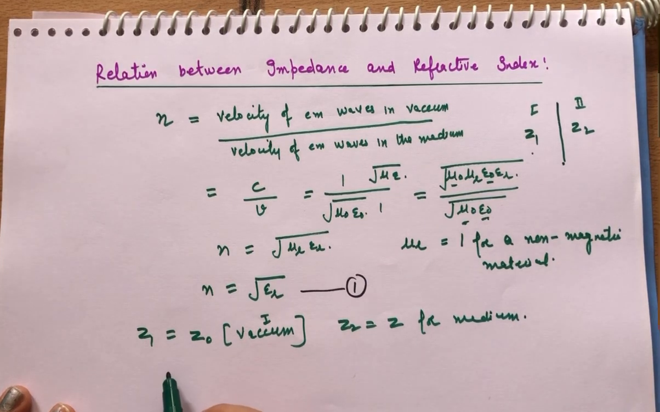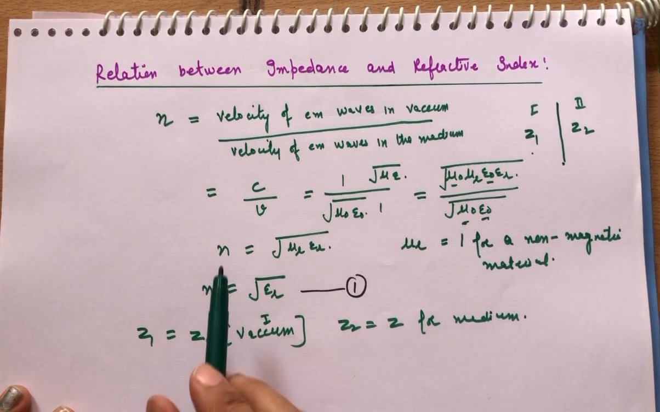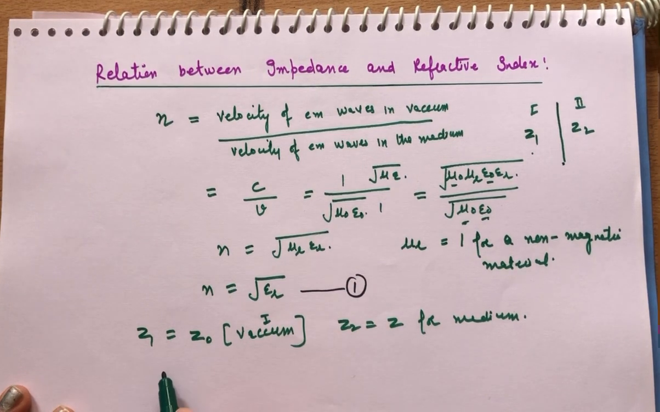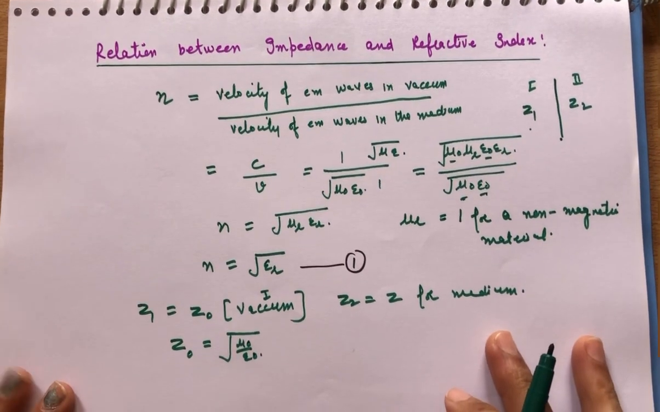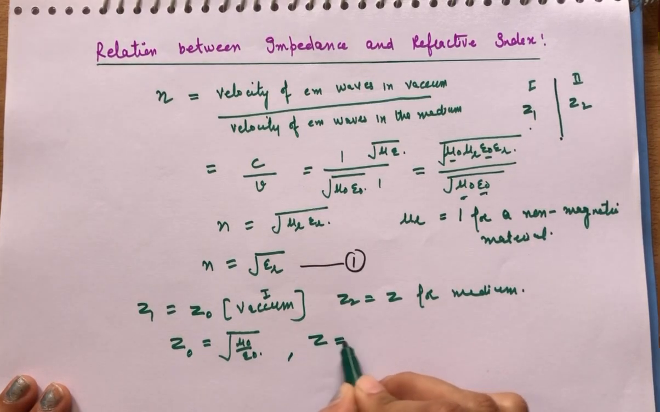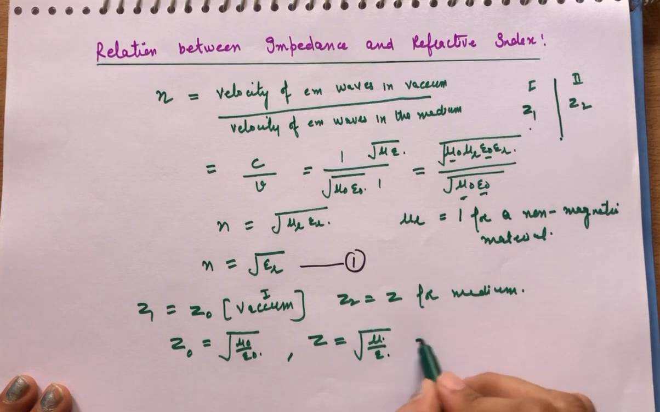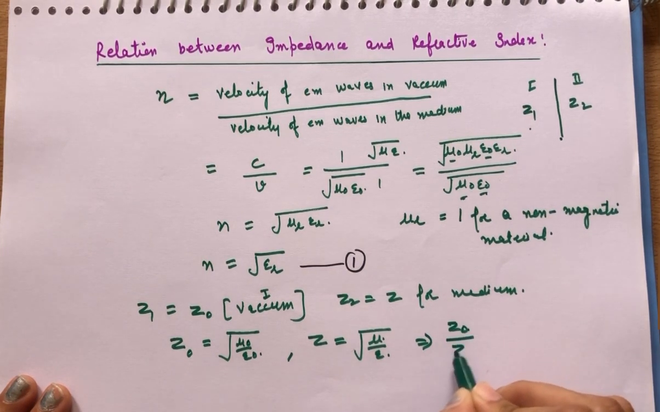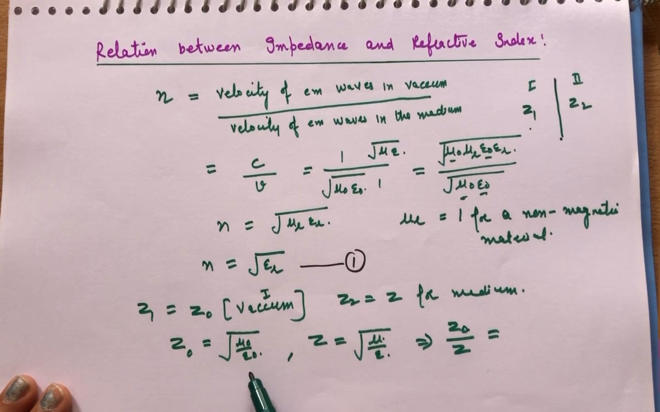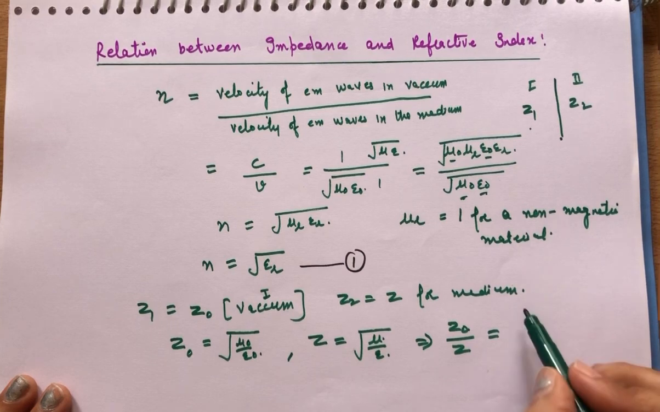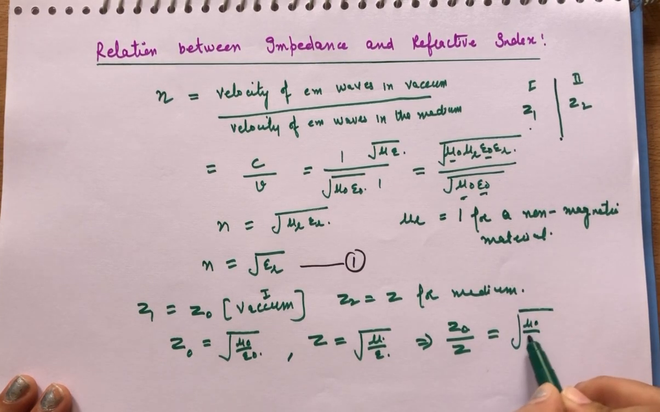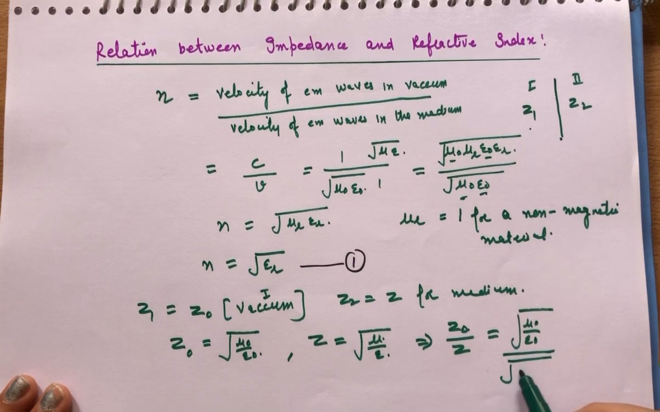In the lecture on characteristic impedance, we defined that Z for free space is equal to under root of mu naught over epsilon naught, and for a medium it is equal to under root of mu over epsilon. So from this we can find the ratio Z0 over Z, which is under root of mu naught over epsilon naught divided by under root of mu over epsilon.